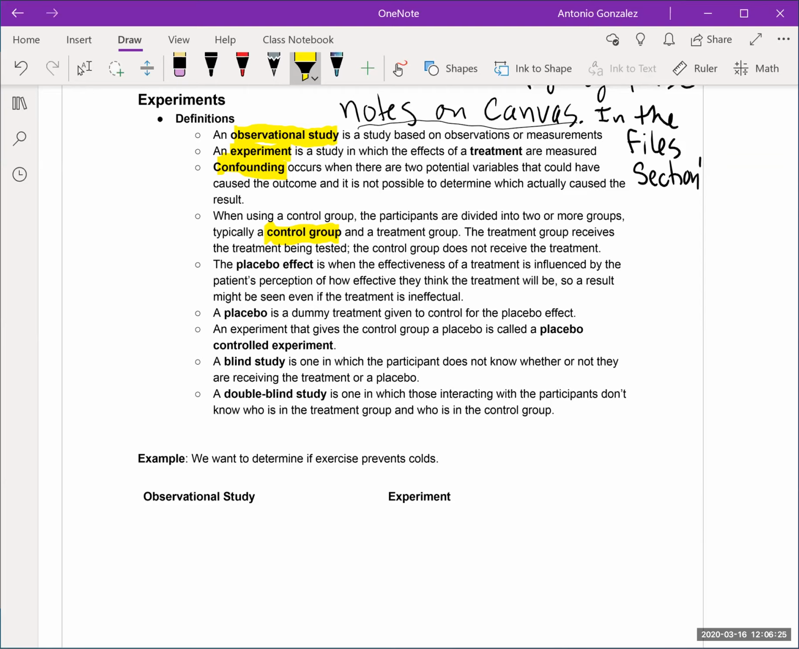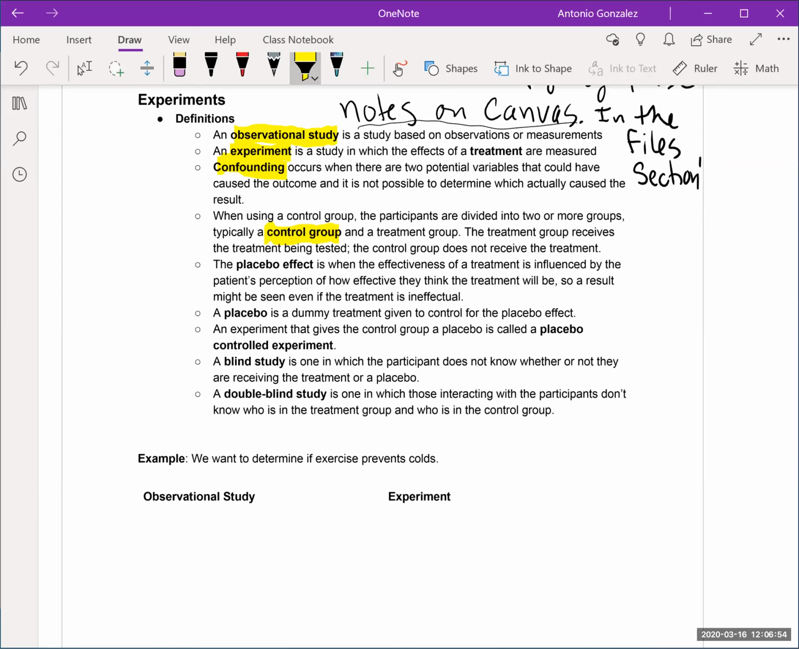Think of when a pharmaceutical company is trying to test a new drug. Usually they'll have different groups. One group will receive the treatment, the pill, the actual medicine, but the other group might not. They might receive just a pill that is only sugar. It doesn't really contain any medicine. That is what's called the control group.